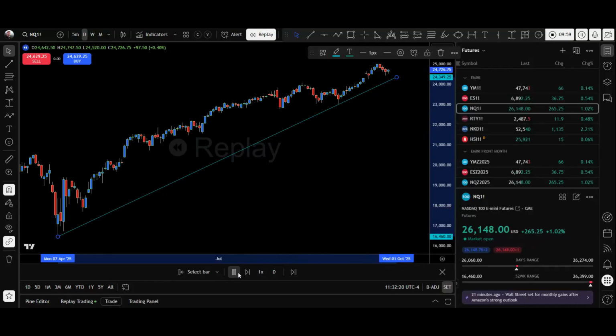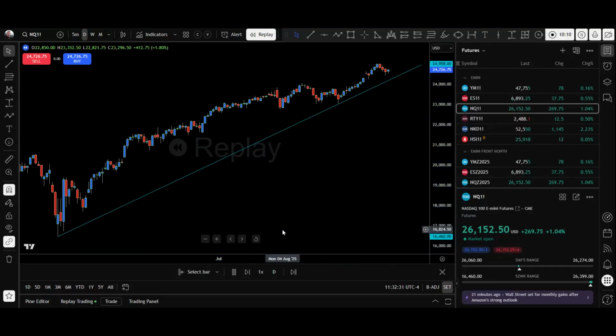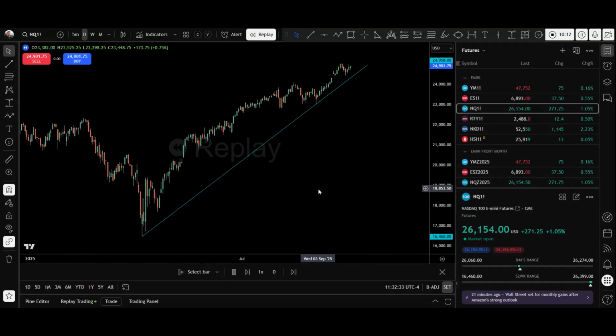So now where is the new buy signal? The new buy signal's at the trend line. If you wanted to buy this market, wait till it touches the trend line, and this is one way you can trade the trend. This is the way that I like to trade the trend.